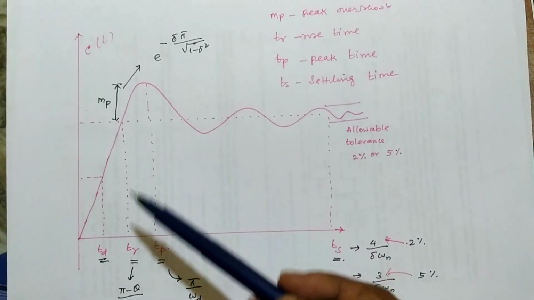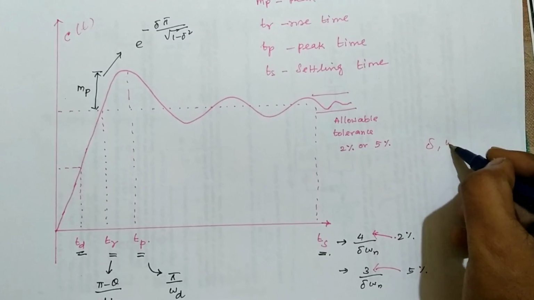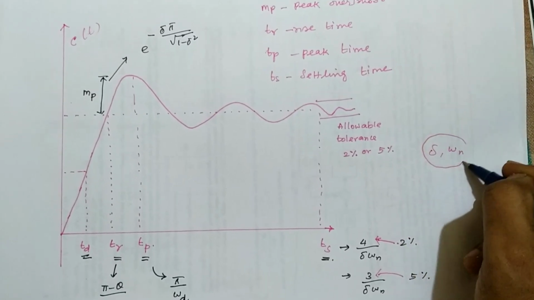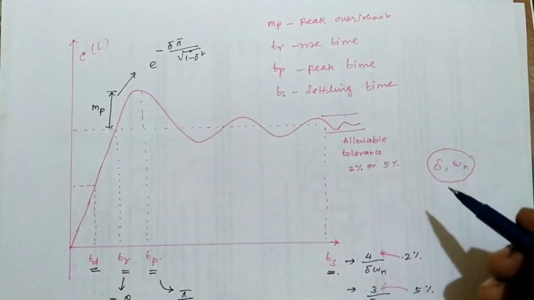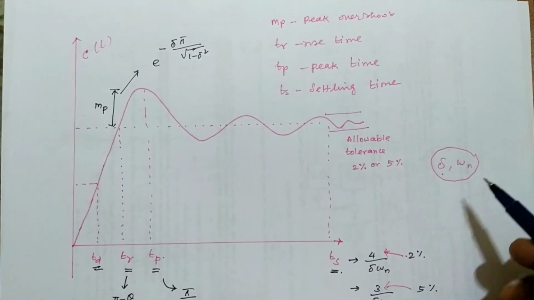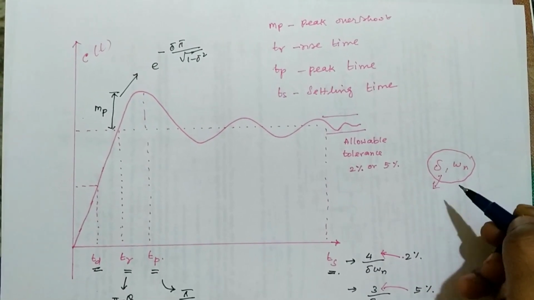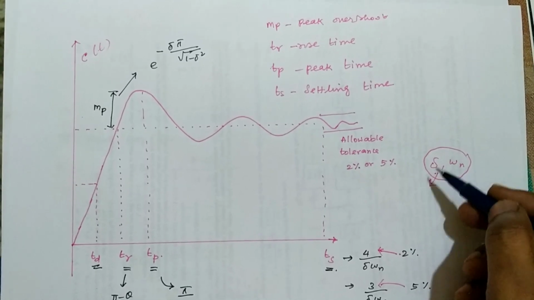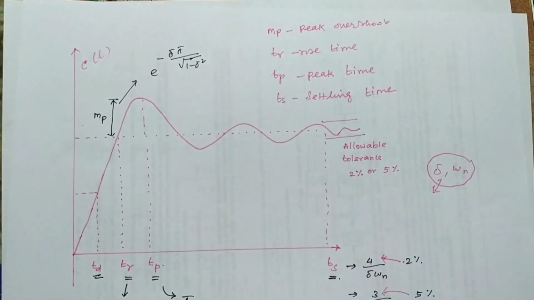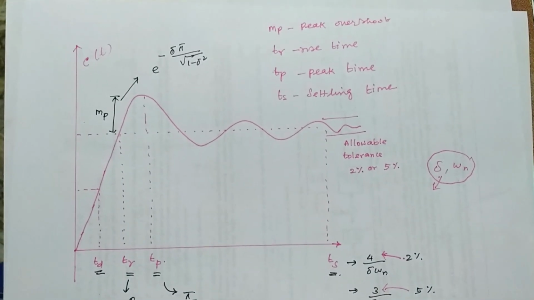So we can memorize like this. Here all the terms are a function of delta and omega n. So all the time domain specifications are a function of delta and omega n. The question will be asked by giving either one of these values, asking to find the corresponding time domain specifications. That we will see in the problems.